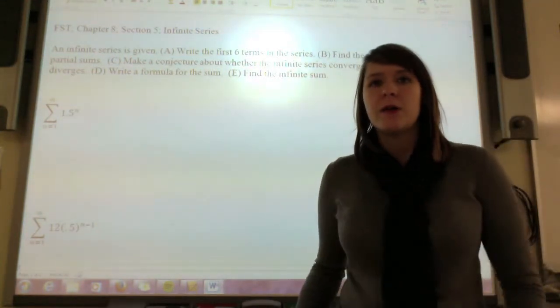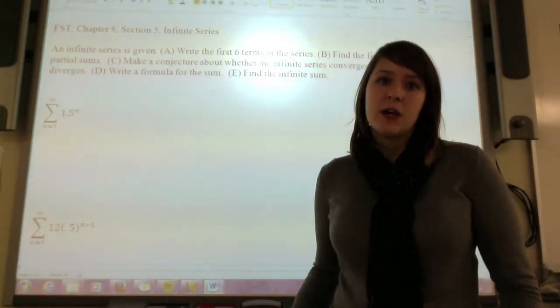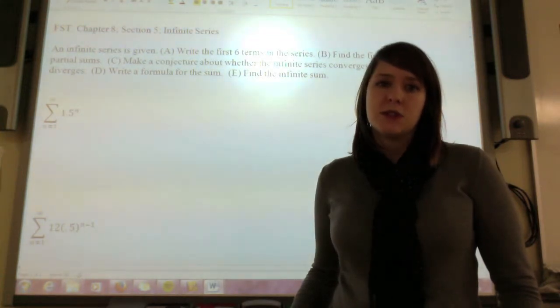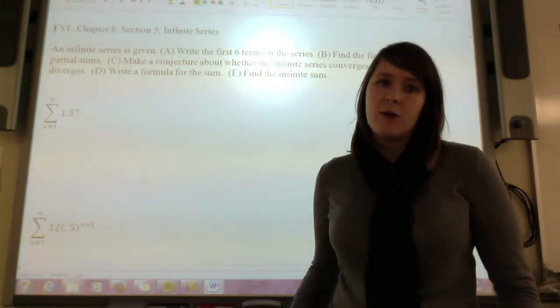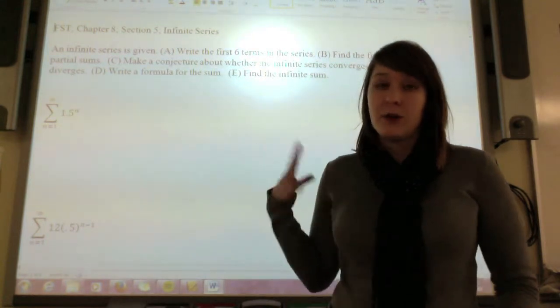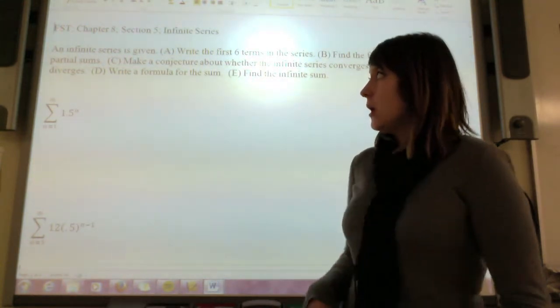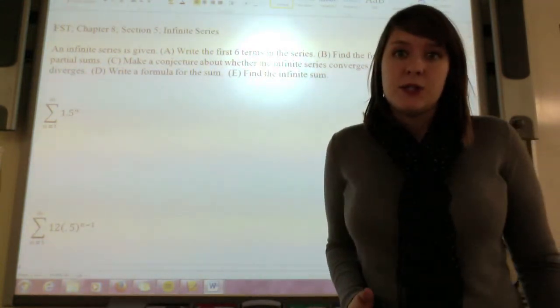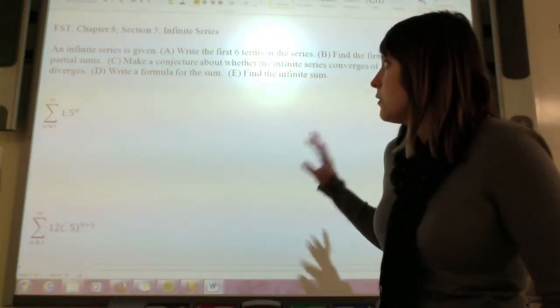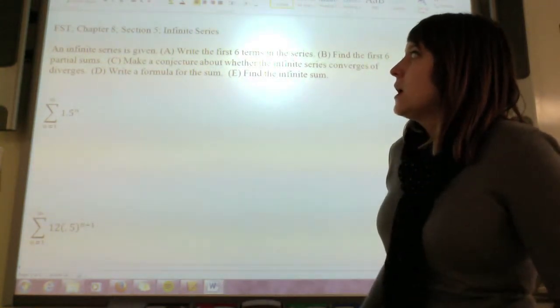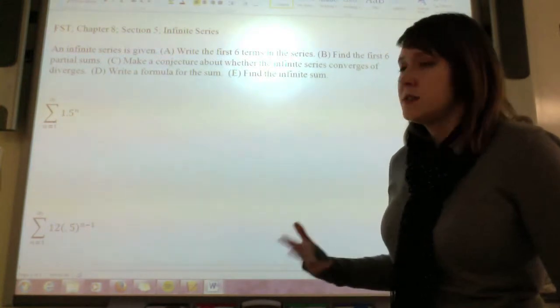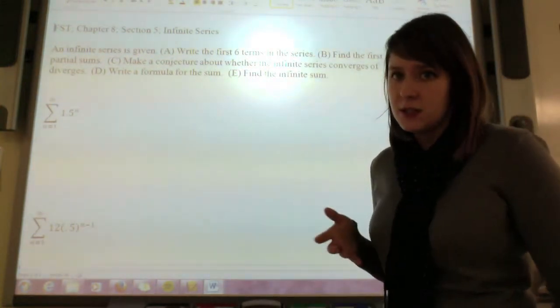Today we're doing Chapter 8, Section 5 for FST, which is on infinite series. We've talked about arithmetic series and geometric series, and remember that the only difference between a series and a sequence is that we're adding all of our numbers up as we go, whereas in a sequence we just have all the terms. An infinite series is a series that doesn't end. It just continues and continues.